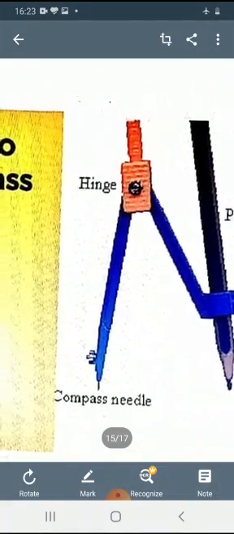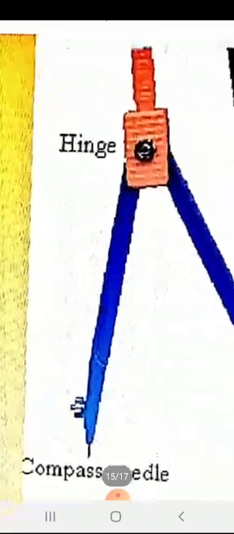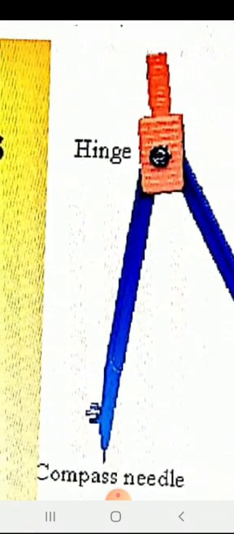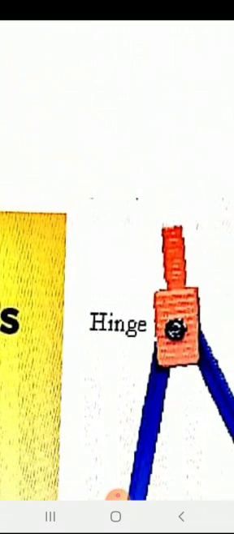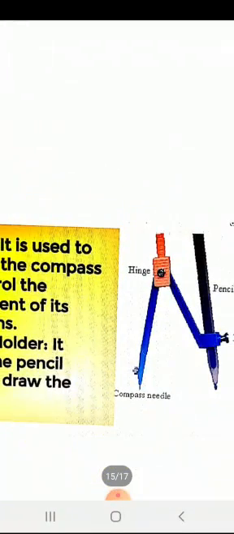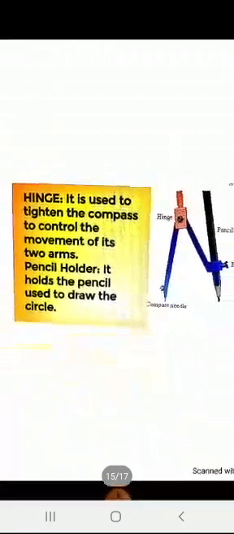Now this is a needle, the other end has a needle. Here observe the screw. This screw is called a hinge. What is this hinge? What will this hinge be used for? This hinge is used to tighten the compass. If we tighten the compass, then we can control the movement of these two arms.